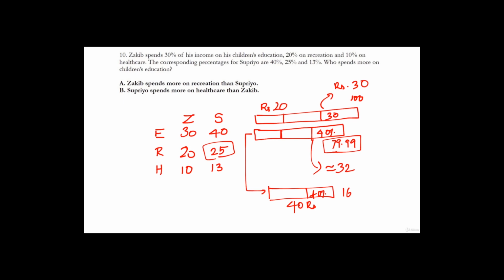But when it goes to 40 rupees, or whenever it gets lesser, the expense he makes on education also gets lesser, and at one point it goes less than Zakib's expense. So in some cases Zakib is spending more, and in some cases Supriyo is spending more, which means we cannot find out the answer based on statement A alone. Now let us go to the second statement.